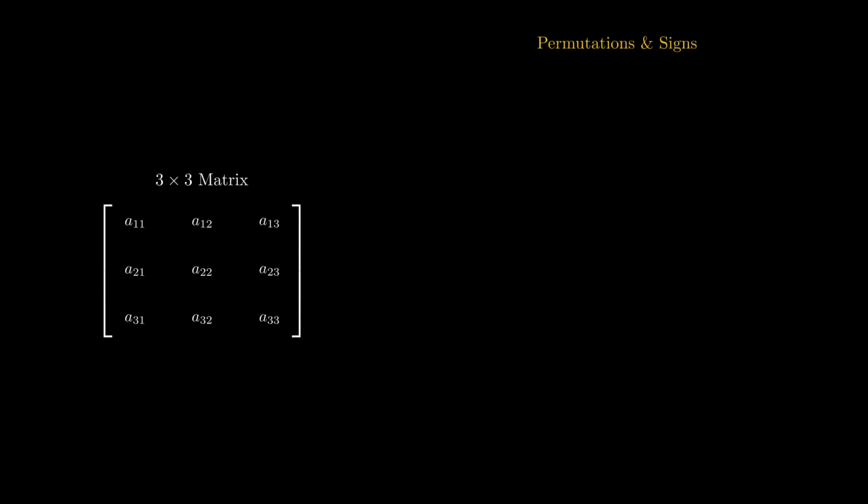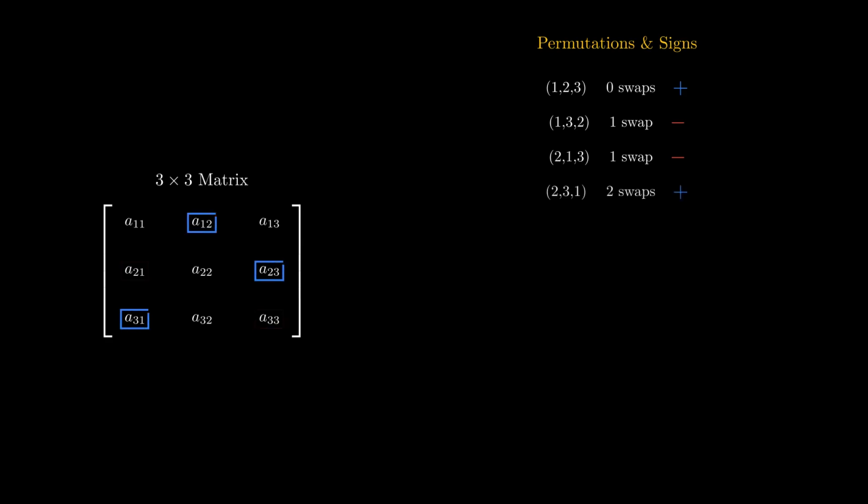Here are all 6, along with their signs, determined by counting the number of pairwise exchanges needed to sort each permutation back to identity order. Columns 1, 2, 3, 0 exchanges, sign plus. Columns 1, 3, 2, 1 exchange, sign minus. Columns 2, 1, 3, 1 exchange, sign minus.